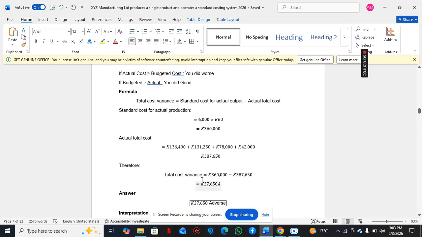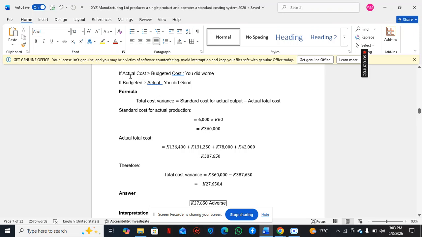So using our formula here, total cost variance is the standard cost for our actual output minus the actual cost. You're going to get negative 27,650, meaning we did bad, adverse.